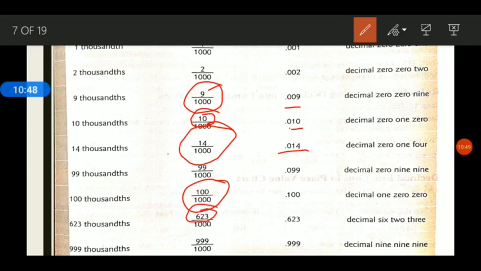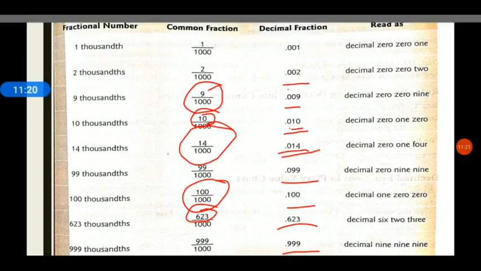How do we read these as decimals: decimal 002, decimal 009, decimal 010, decimal 014, decimal 099. We don't write decimal 99. We don't write decimal 100 as a single number. We read it as decimal 100, decimal 623, separately reading the digits. Decimal 999. We don't read it as decimal nine hundred ninety-nine. Understood? It will be wrong. If you write it that way, you will get 0. So decimal 999, this will be correct. Understood?